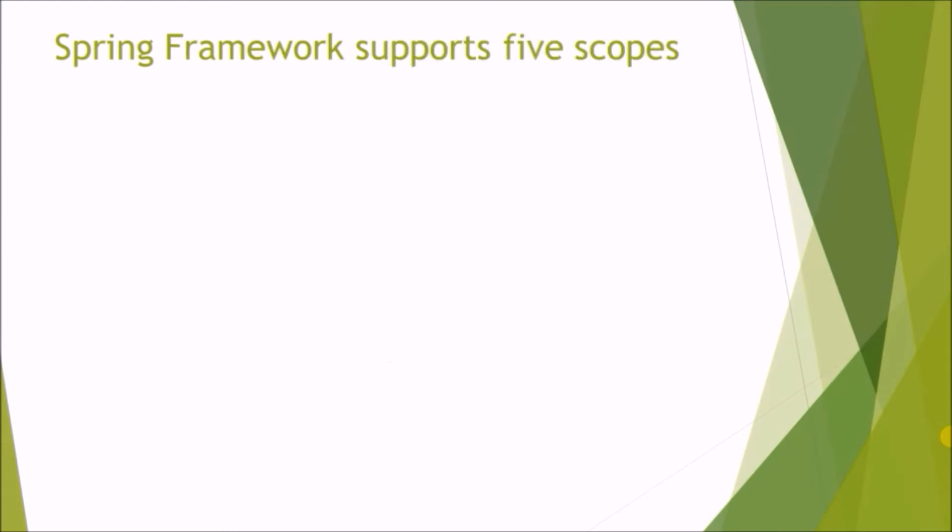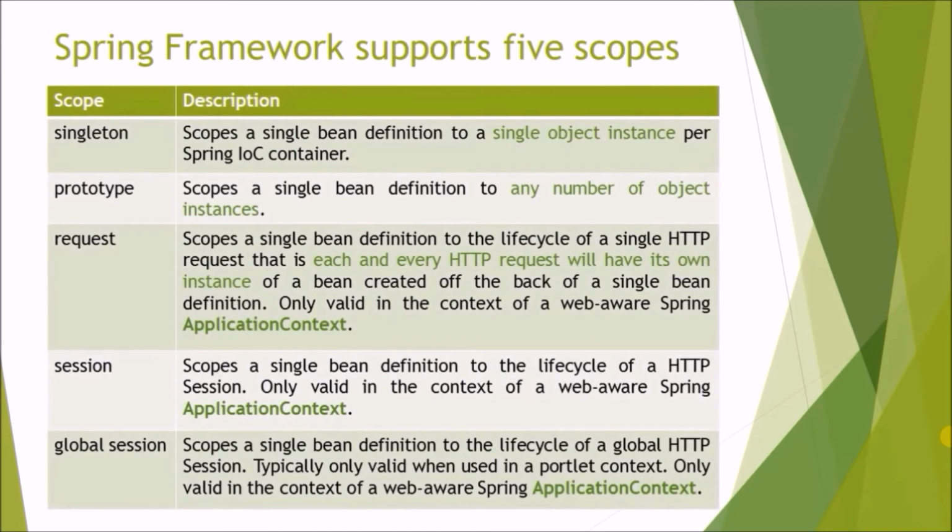Spring Framework supports 5 scopes. Singleton scope is a single bean definition to a single object instance per Spring IOC container. Prototype scope is a single bean definition to any number of object instances. The request scope is a single bean definition to the life cycle of a single HTTP request, that is, each and every HTTP request will have its own instance of a bean created off the back of a single bean definition, only valid in the context of a web-aware Spring application context.